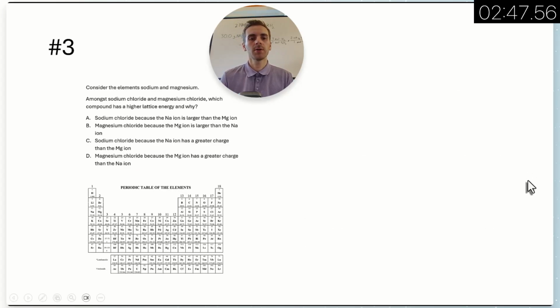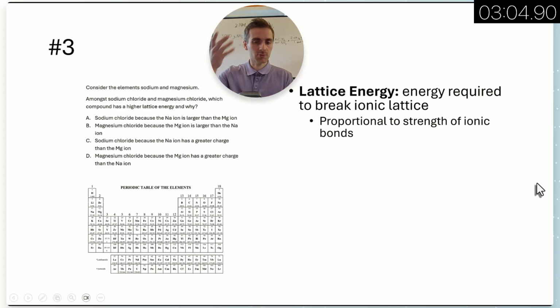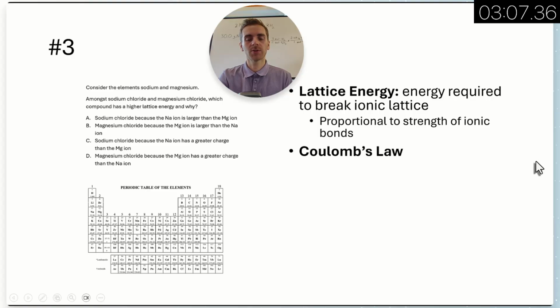And then for number 3, we're comparing the chlorides of sodium and magnesium and their respective lattice energies. Lattice energy is related to the energy required to essentially break the ionic crystal lattice, which is related to how strong the ionic bonds are. This is based on Coulomb's law, which says that the attractive force between oppositely charged particles is proportional to the amount of charge they have and inversely proportional to the distance or separation between them, which will be based on the size of the ions.